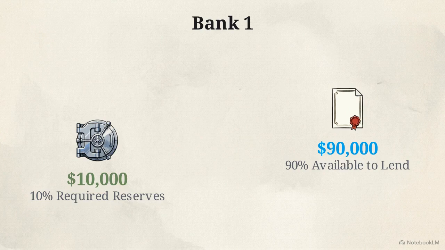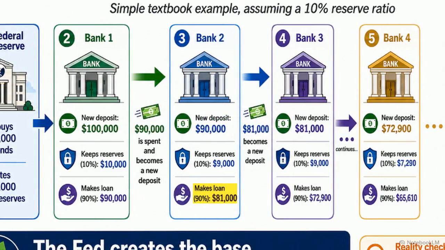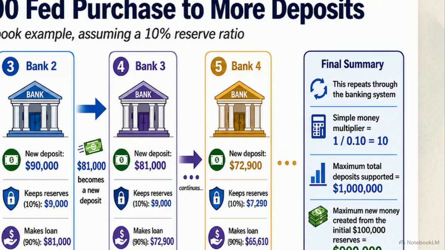Following the arrows to the right, we see that $90,000 loan gets spent and eventually deposited into Bank 2. Bank 2 then keeps 10%, $9,000, and loans out the other $81,000. The cascade continues from bank to bank. Looking at the summary box on the right, we can calculate the maximum possible size of this cascade using the money multiplier formula. You just divide 1 by the reserve ratio. Here, 1 divided by 0.10 gives us a multiplier of 10.